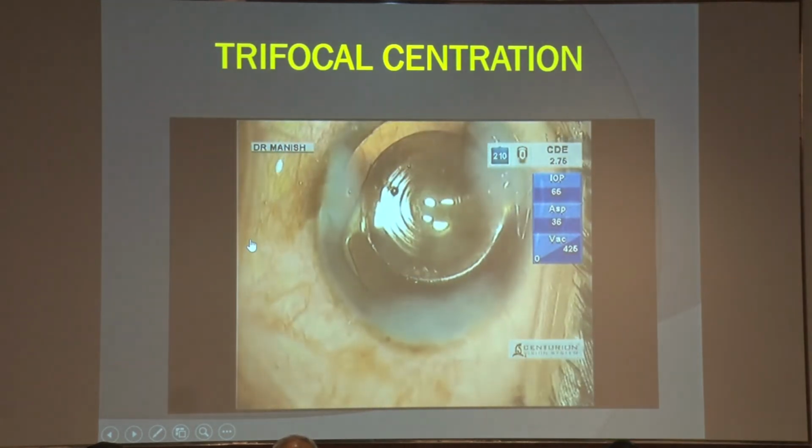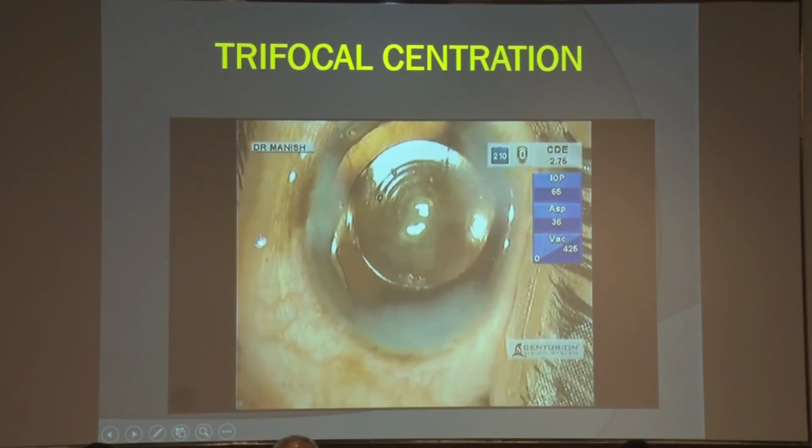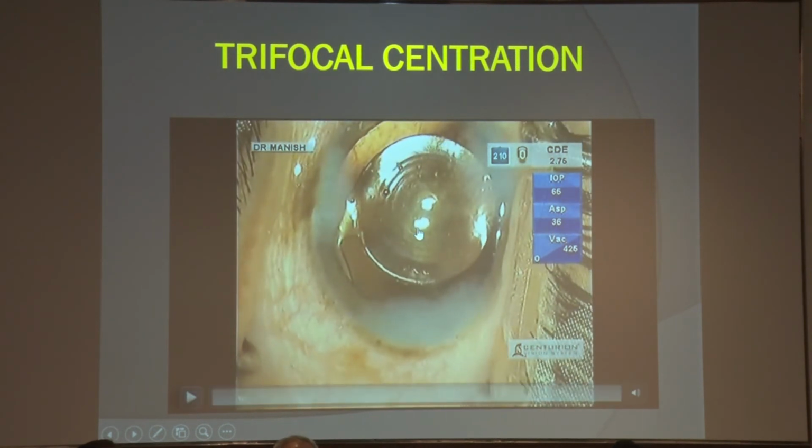So if you look at this surgery, you see there are the Purkinje images, the anterior and the posterior Purkinje image, they should fuse at the end of the surgery, and that's when we know that our lens is well centered in the middle.